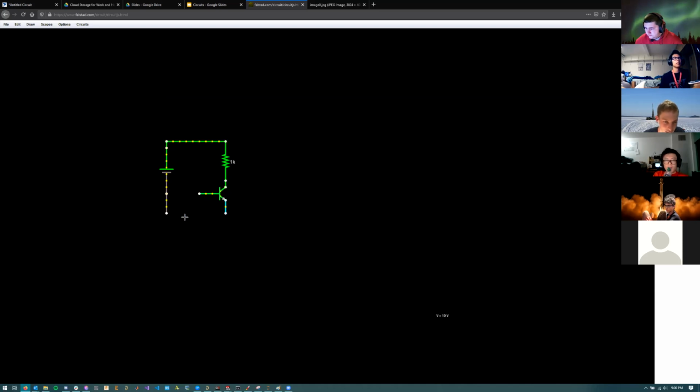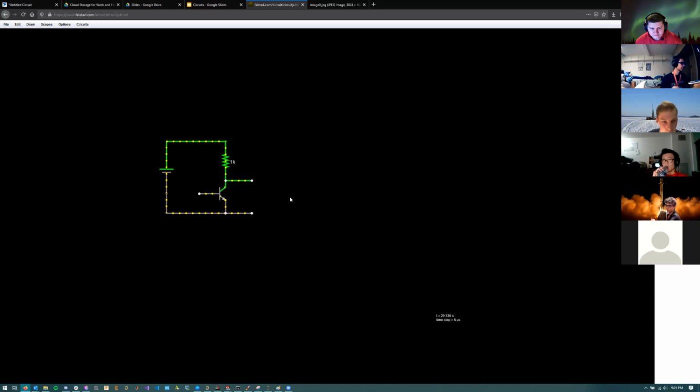Knowing that a transistor is really just a transforming resistor, anybody tell me what this looks like? If what we saw previously was a voltage divider, this is also just a voltage divider. So that's the easiest way to see what a transistor is.